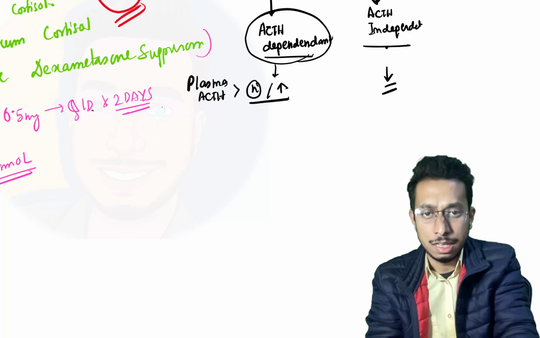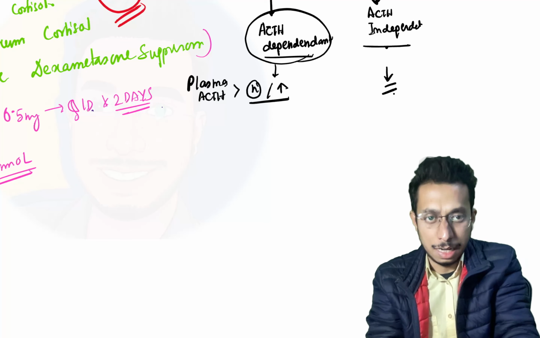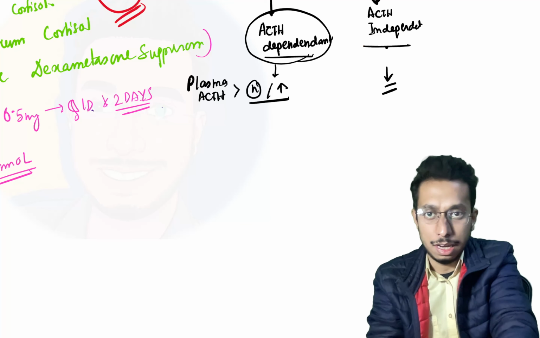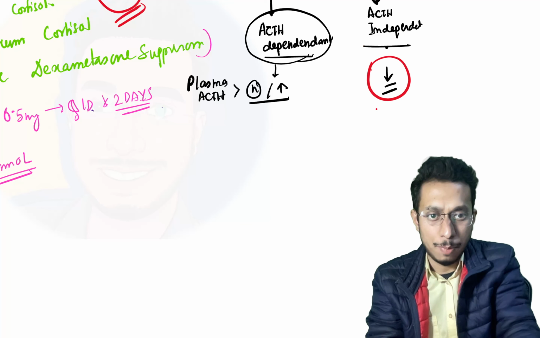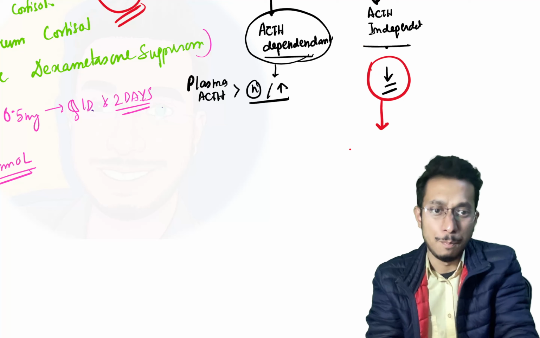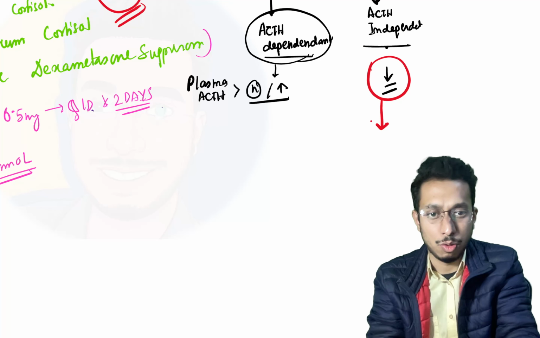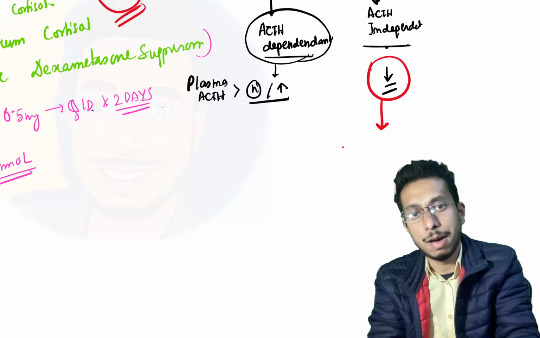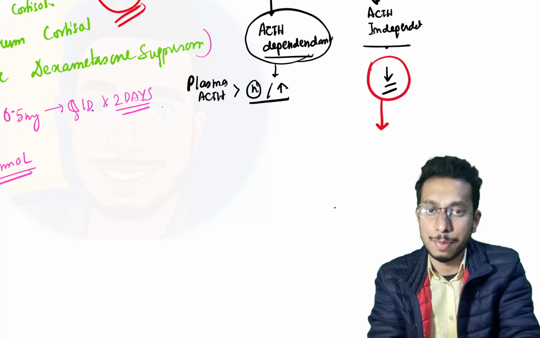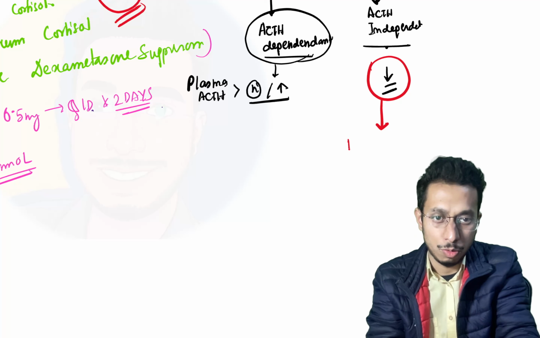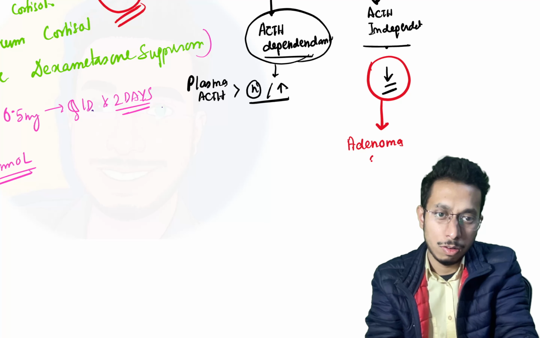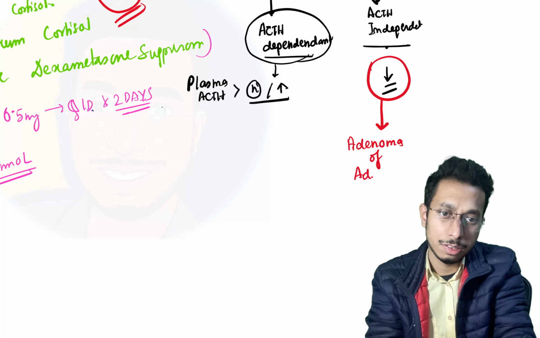So most likely these ACTH independent sources are usually macro or micronodular hyperplasia of the adrenal gland, or a unilateral adrenal mass is associated with ACTH independent Cushing syndrome. So adenoma of the adrenal gland.